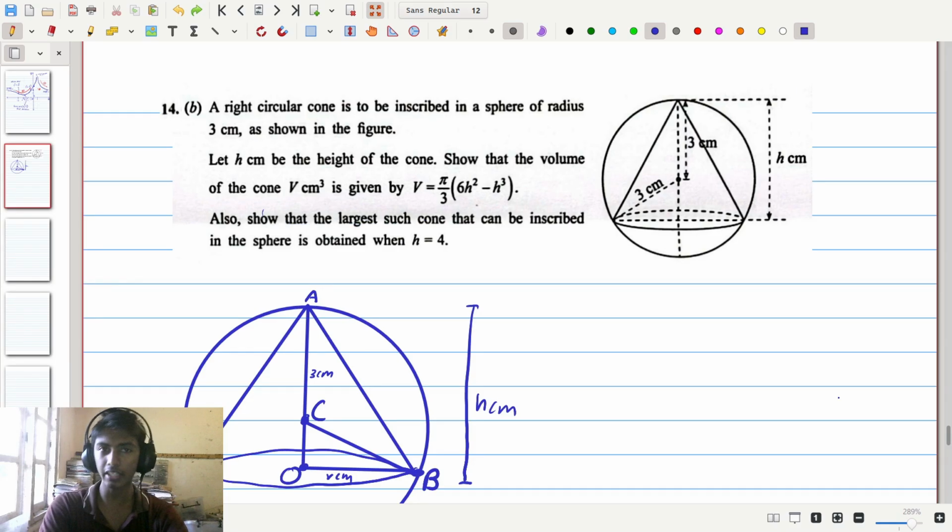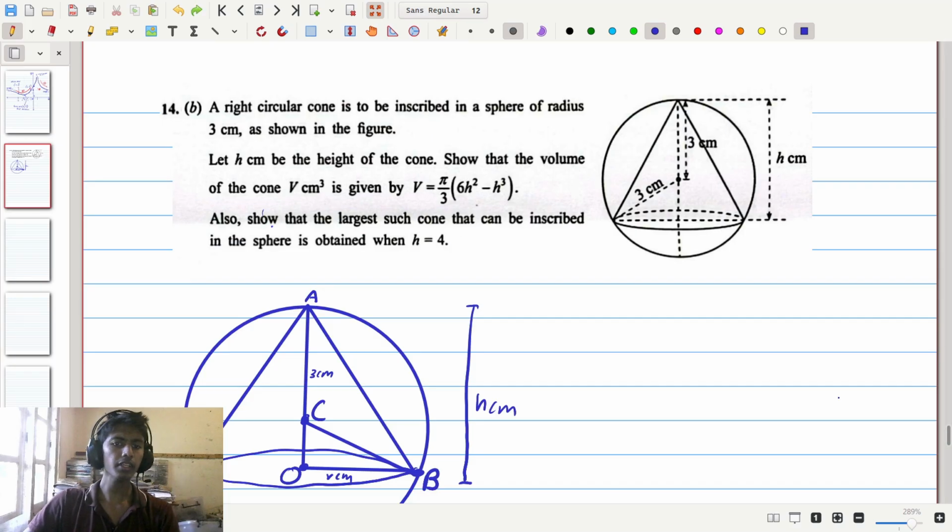It's not exactly clear, because obviously you could potentially have the largest cone being the cone with the largest surface area, but in this case we want to assume that the largest cone means the cone with the largest volume. Ideally the question should itself say, show that the cone with the largest volume that can be inscribed in the sphere is obtained when h equals 4.